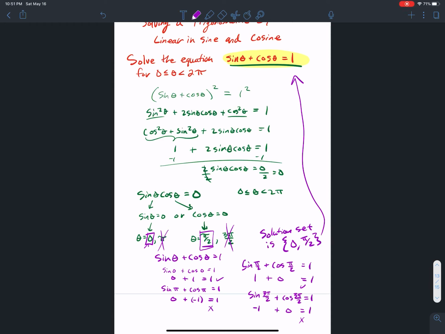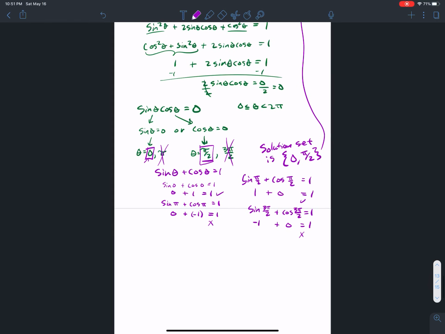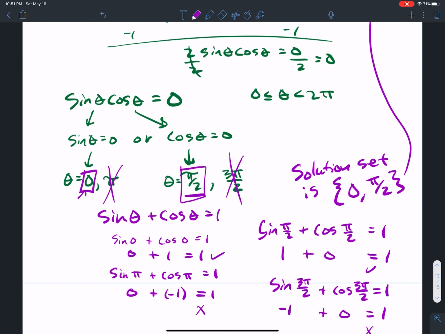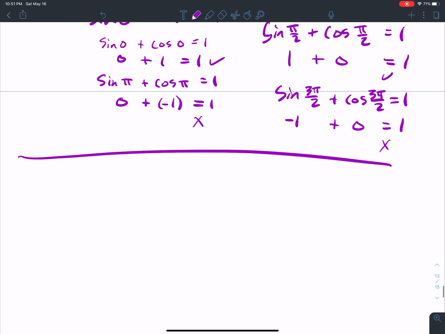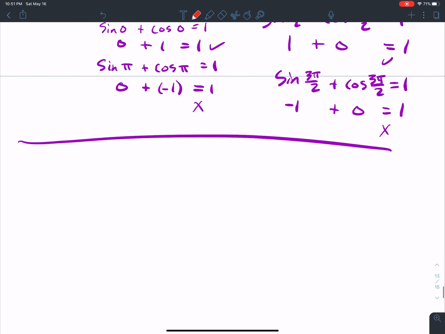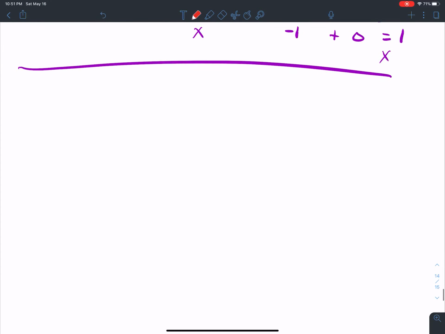Now, there is an alternate method. If you want to use this method, great. What we just did, there's no big deal using that. But if you want to use this other method, and it makes sense to you, great, use it. But here's the other option too on solving this type of problem.